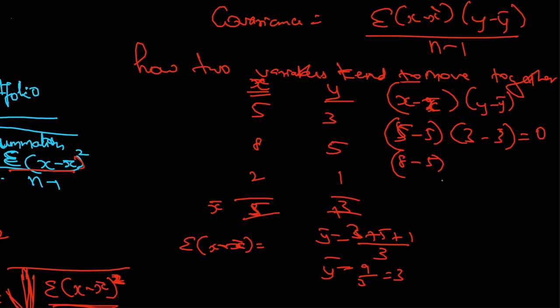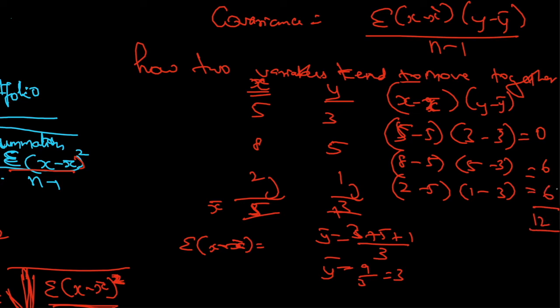Second one, 8 minus 5 into 5 minus 3. So 8 minus 5, 3, 3 into 2, 6. And then 2 minus 5 into 1 minus 3. Okay, so 2 minus 5 this one, and this one 1 minus 3. So this comes to minus 3 and then minus 2. So 3 twos are 6. Okay, so the summation comes to 12.